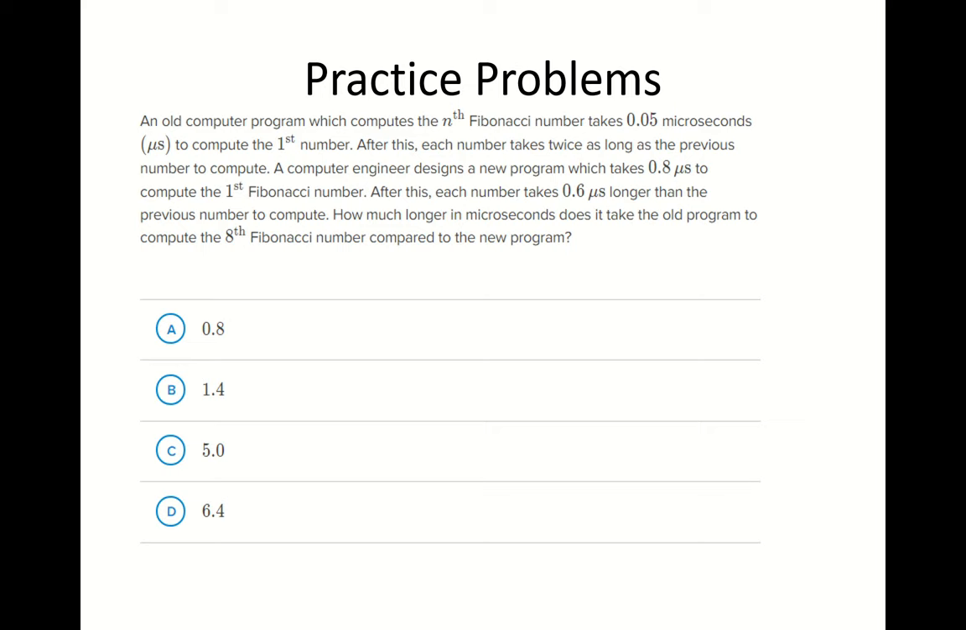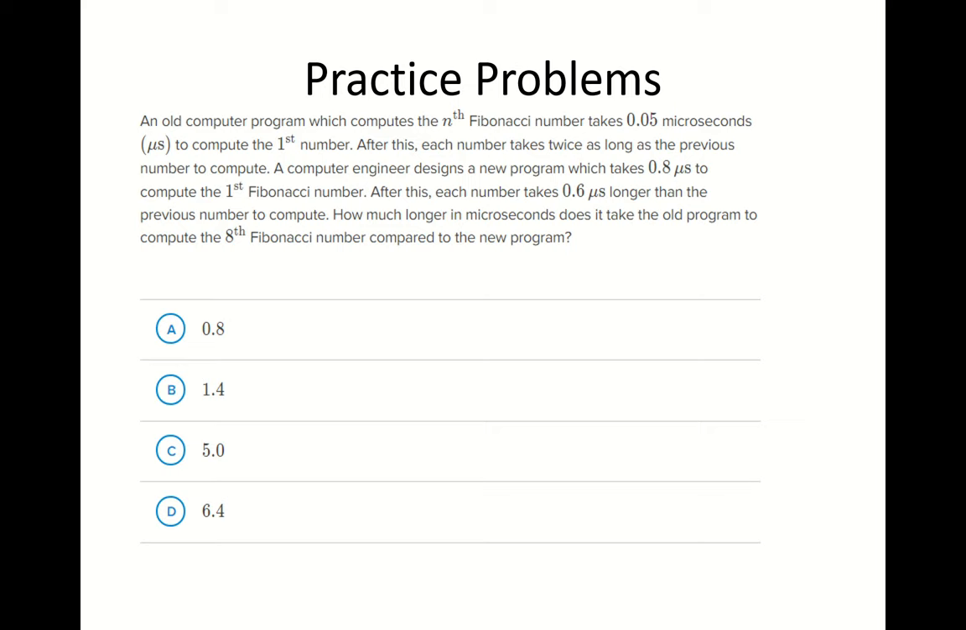Okay. So the first thing you're going to want to do is set up an equation, the linear function. So I'm going to call that T1. That's the old program, or that's the new program. Let me set up the old program first. It starts off with a 0.05, and then each time it takes twice as long. And that 0.05 is for the first n equals 1. So you're going to have to make that an n minus 1.